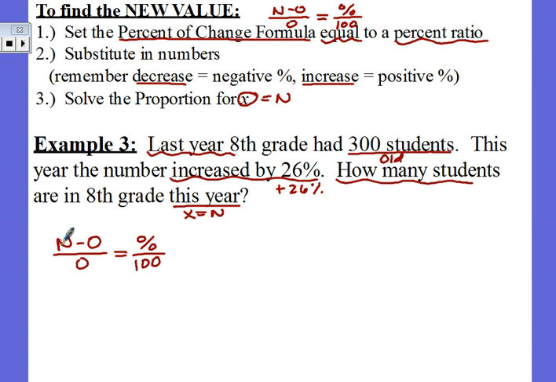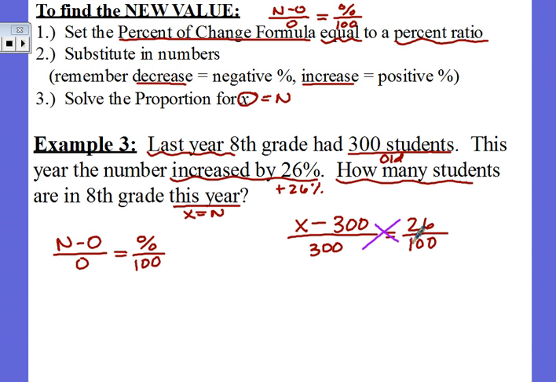And then I'm going to plug in the numbers I know. I don't know my n, so I put x in place of that. I subtract my old number of students, which is 300. I put that over my old number of students, which is 300, and I set that equal to the percent ratio. So I take 26, which is positive, and put it over 100. Now what we're going to do is take this proportion and solve it. So we're going to cross multiply.